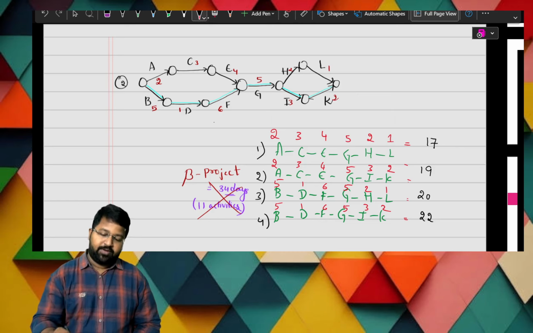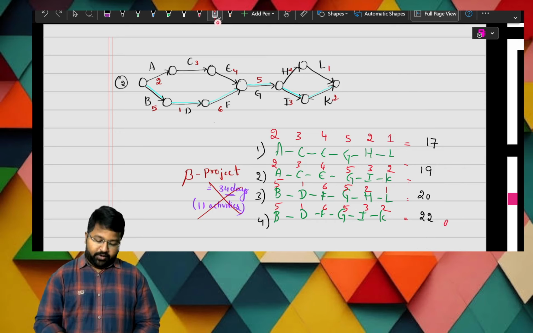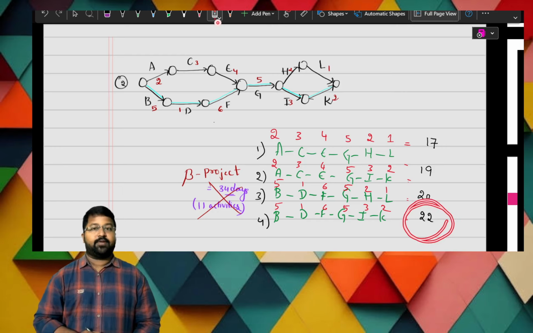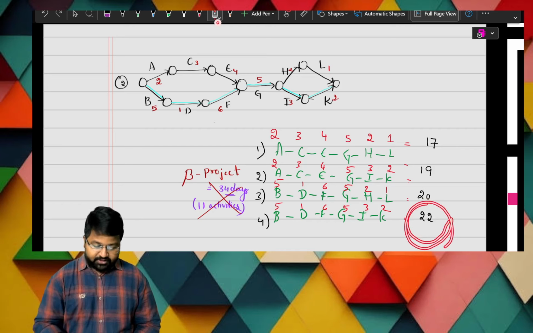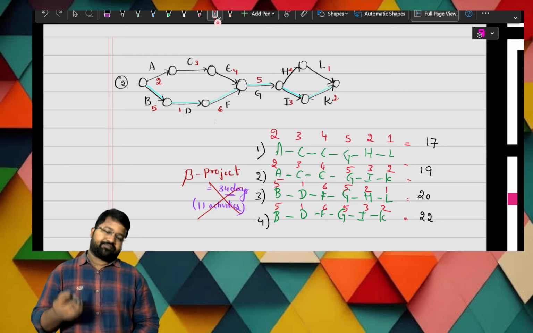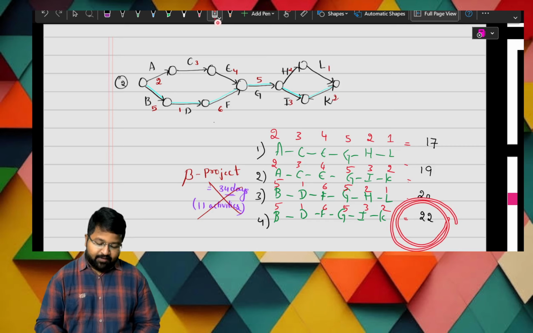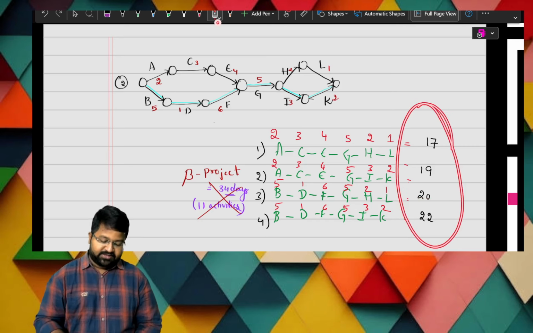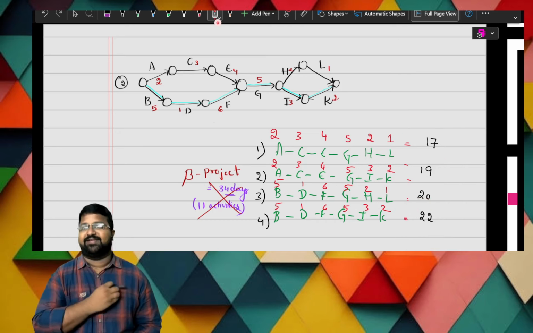What we have to identify, buddy? The highest duration. Here, which is the highest? 22 is the highest. The maximum duration among all the paths, the path which has the maximum duration, is nothing but our projected duration. Of all the ways, 22 is the maximum. This will be the project duration.